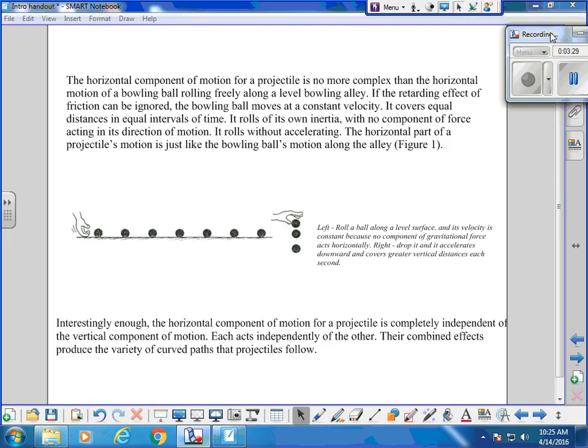Okay, so the horizontal component of motion for a projectile is no more complex than the horizontal motion of a bowling ball rolling freely along a level bowling alley. If the retarding effect of friction can be ignored, the bowling ball moves at a constant velocity. It covers equal distances in equal intervals of time. It rolls of its own inertia. Constant velocity, right? That means the velocity doesn't change.